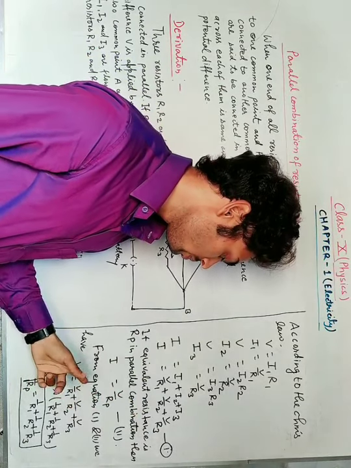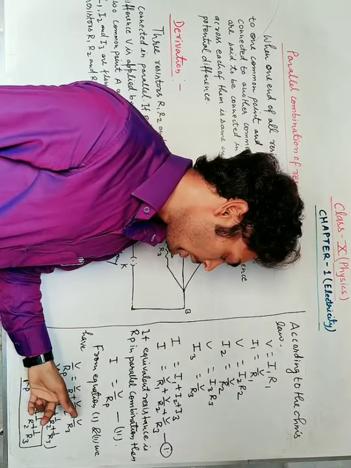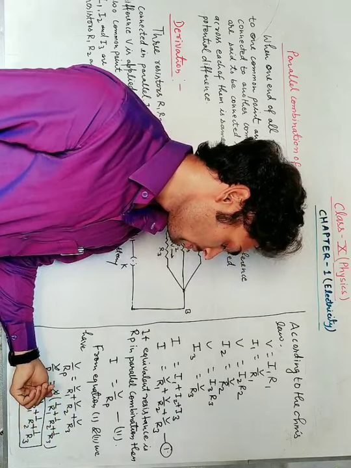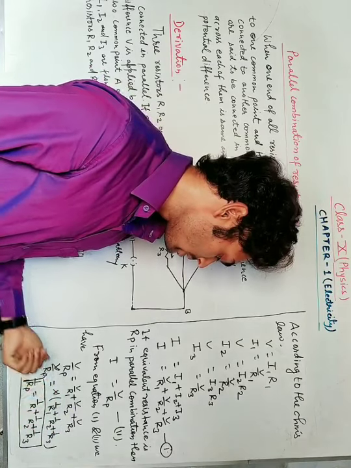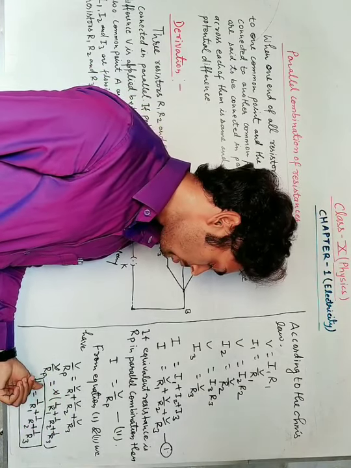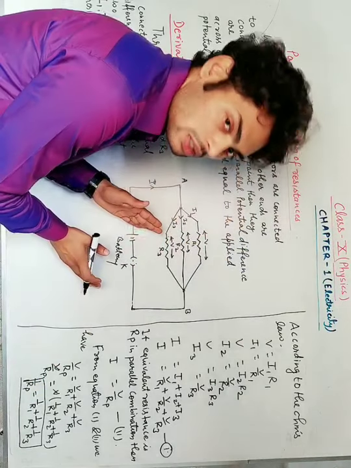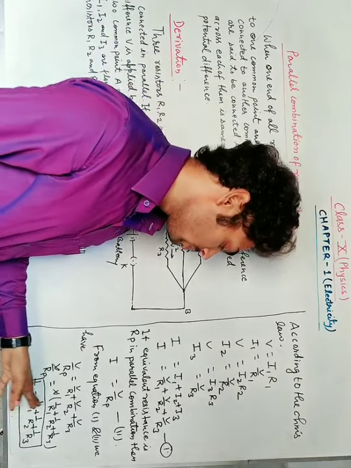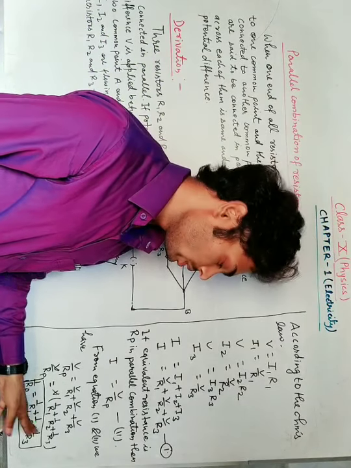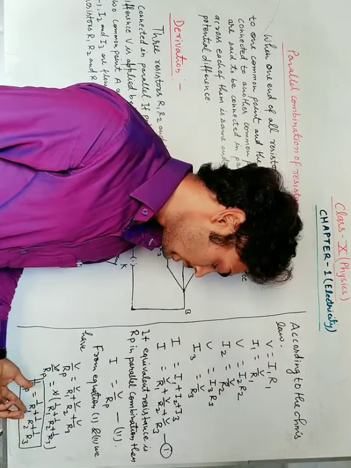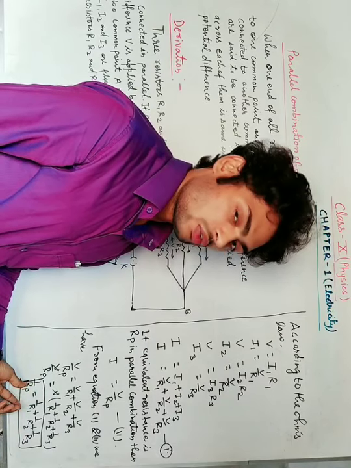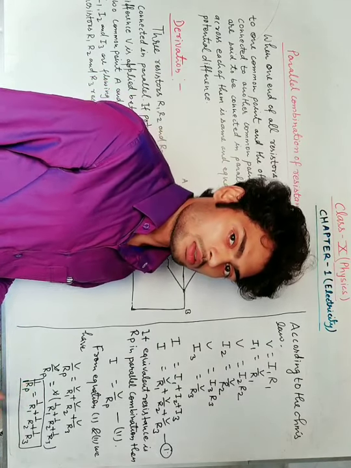V upon Rp equal V upon R1 plus V upon R2 plus V upon R3. Take V common and V cancelled both sides. Then we have to find the value of the parallel combination of resistors: 1 upon Rp equal 1 upon R1 plus 1 upon R2 plus 1 upon R3. This is the equation of parallel combination of resistors.